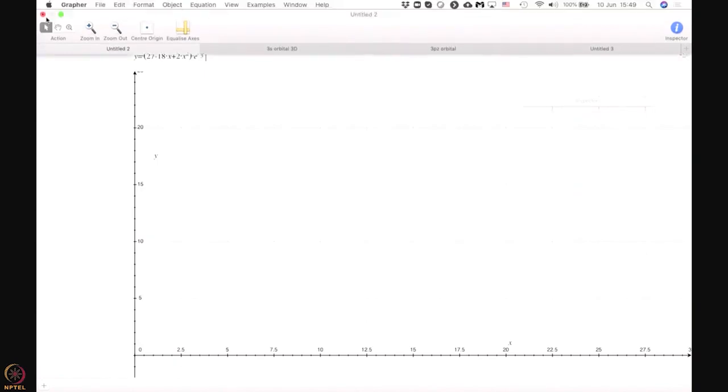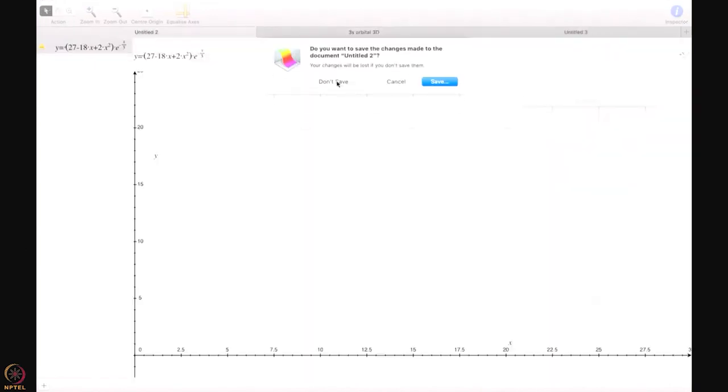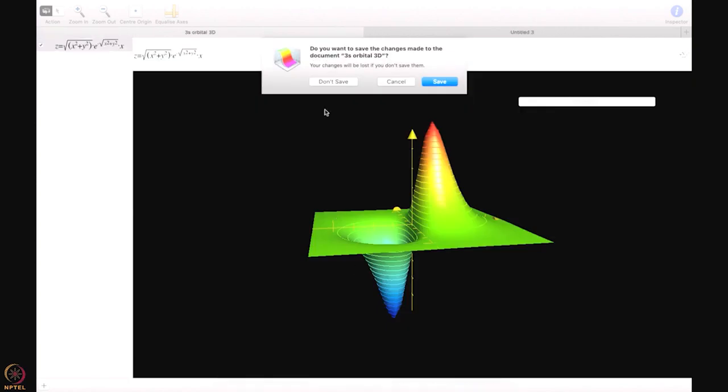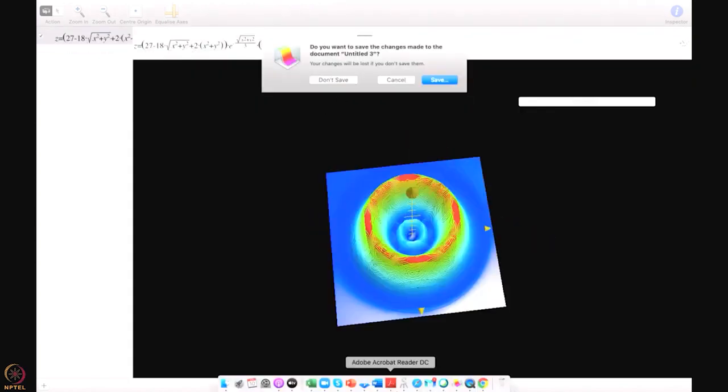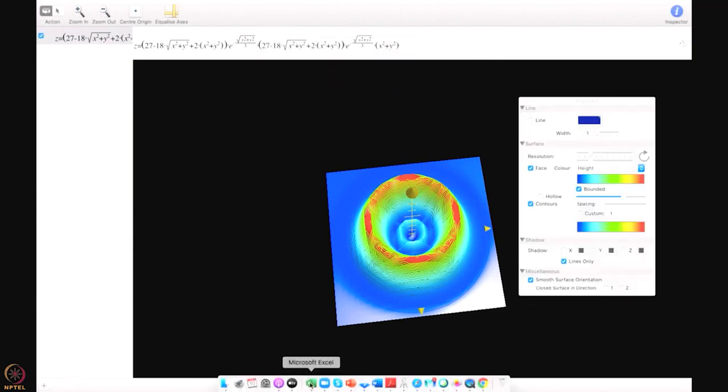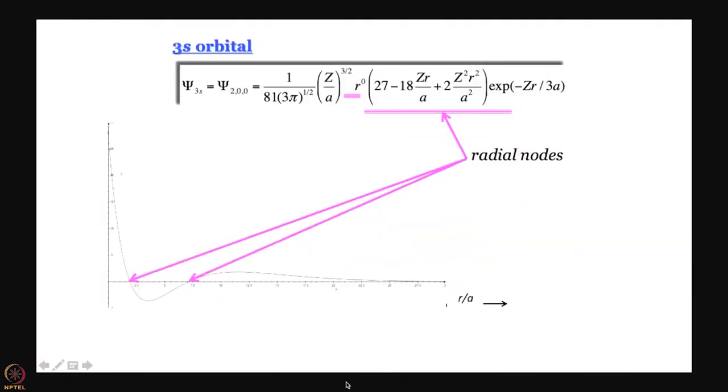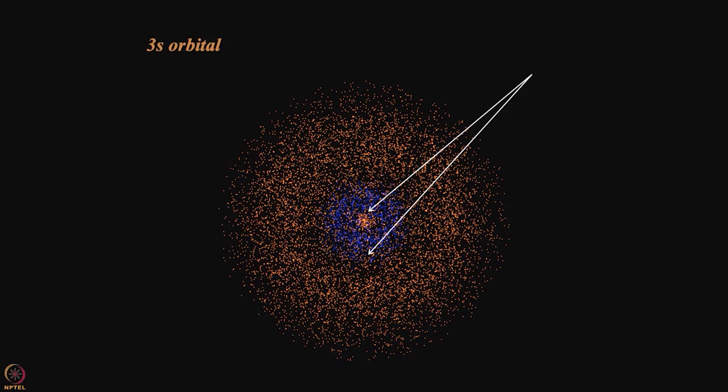For some reason the 2D plot seems to be a problem, but I think we have in any case shown you the result. So, we will come back to this one later. Okay. So, this is the plot that somehow we could not plot in real time, unfortunately something is wrong. But you are familiar with this anyway, and you have seen what it looks like in 3 dimensions, and from there one can construct this 3 dimensional probability plot of the 3s orbital.